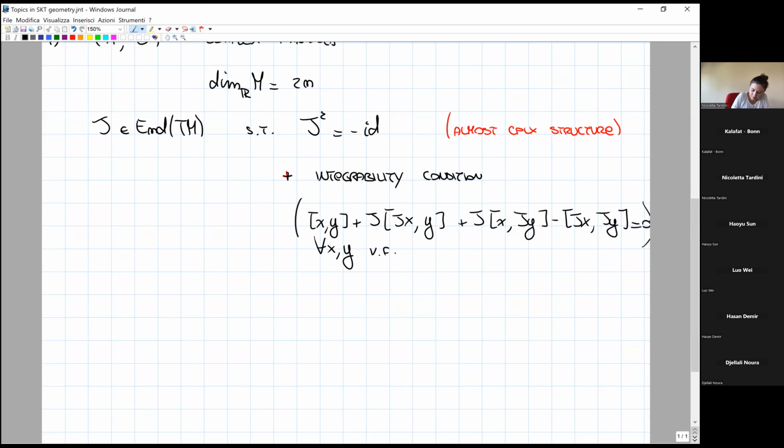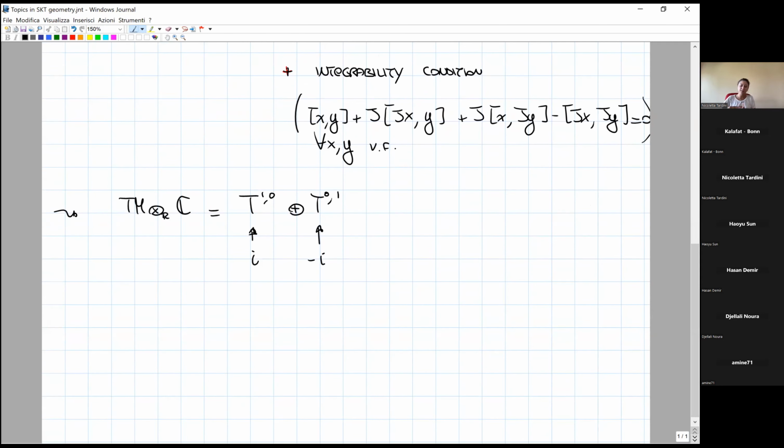So in particular, if you take the complexified tangent bundle, and you take J acting on it, you can split this bundle in two eigenbundles, say T^{1,0} and T^{0,1}, with respect to the two eigenvalues that you have for your complex structure, because you have as eigenvalues i and minus i. And so you take the two eigenbundles, so you have this splitting.